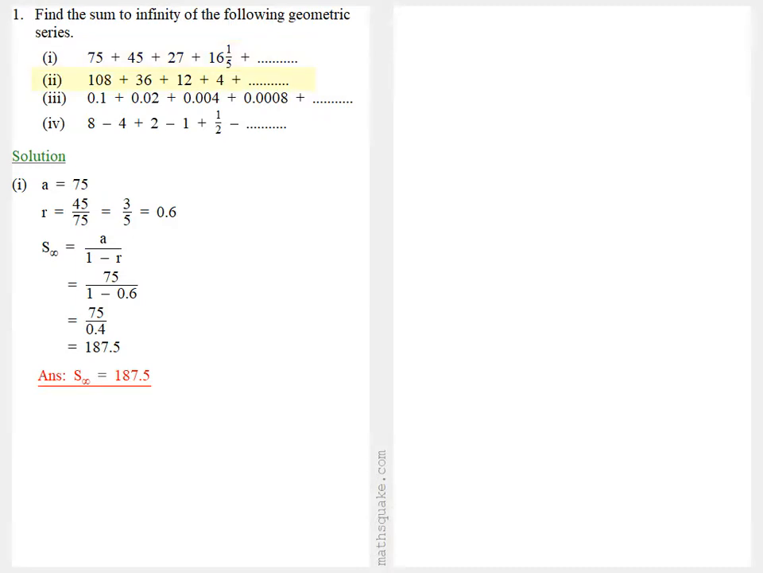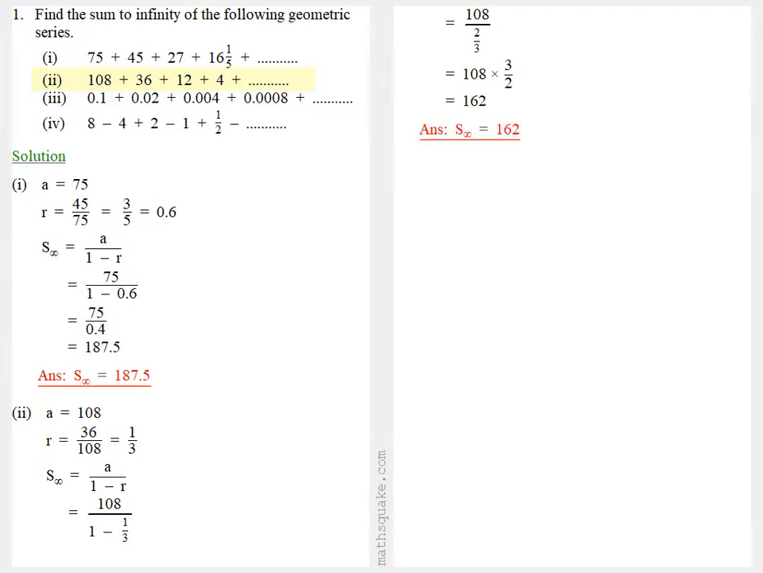In part 2, we've got the series 108, 36, 12, 4. Well, the first term a is 108, and the common ratio is 36 over 108, which is a third. So the sum to infinity is 108 over 1 minus a third, which is 108 over 2/3, or 108 times 3 over 2, which is 162. So the sum to infinity is 162.